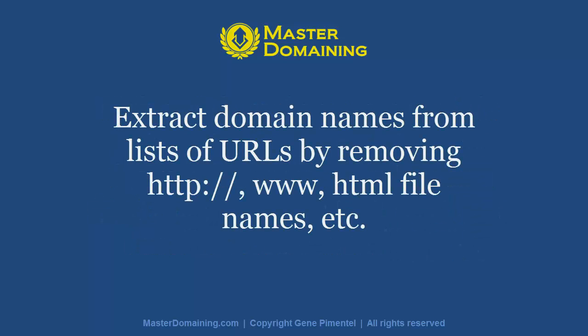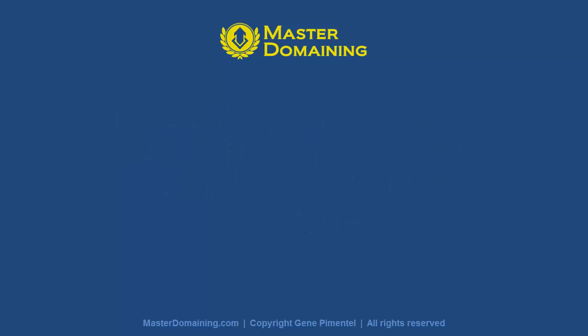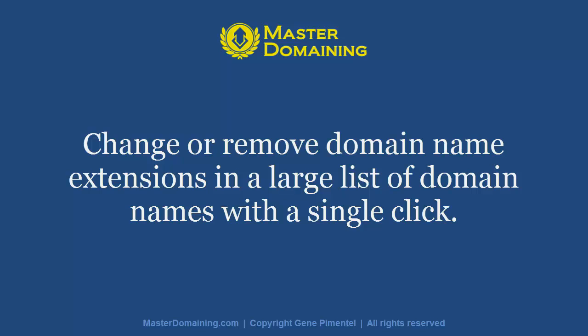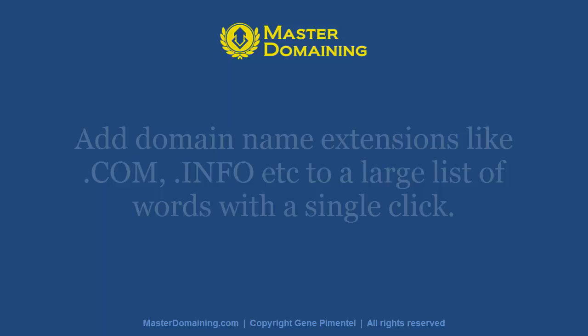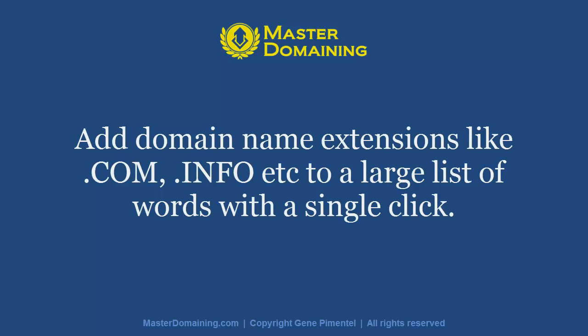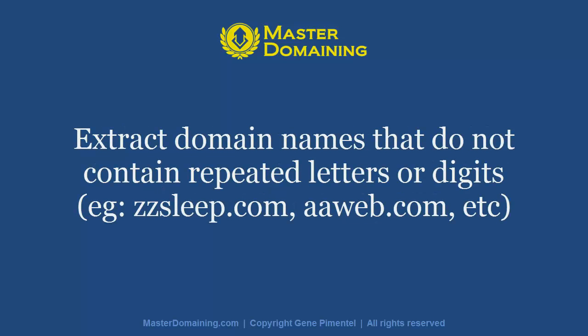You can extract names from lists of URLs by removing the http:// or the www or the HTML file names, etc. You can change or remove domain name extensions in a large list of domain names with one single click. And you can add domain name extensions like .com, .info, etc. to a large list of words with a single click. You can also extract domain names that do not contain repeated letters or digits, for example, zzsleep.com, aaweb.com, etc.